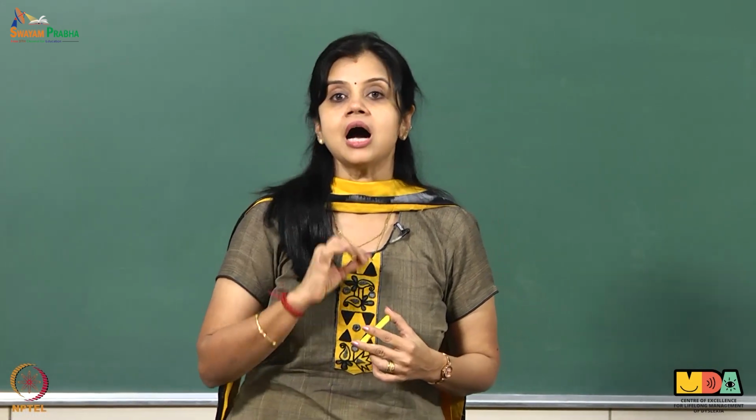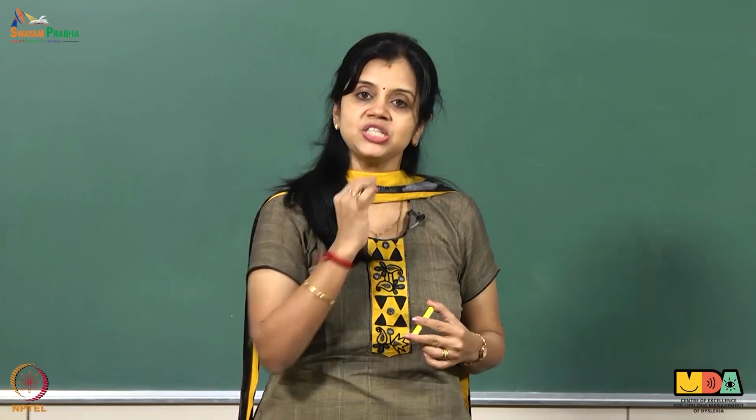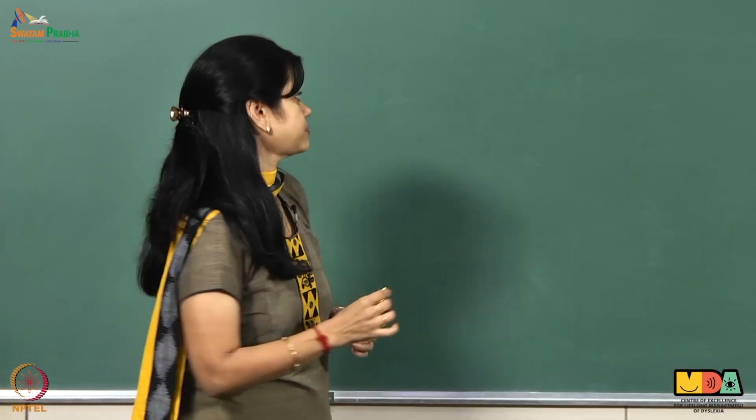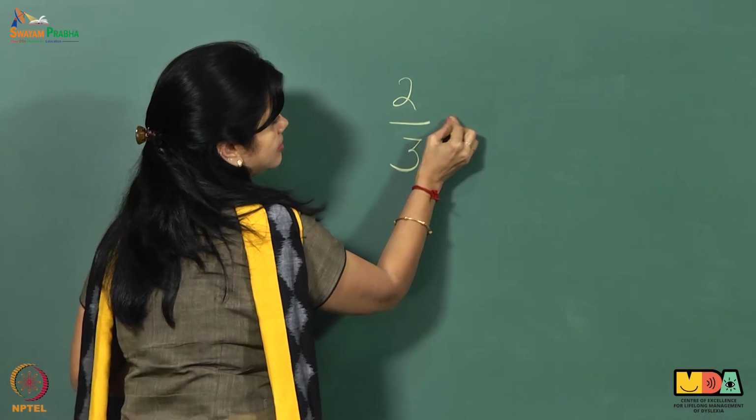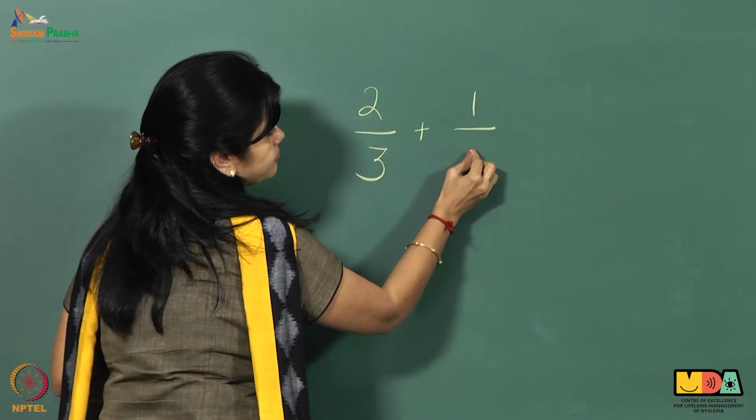Welcome back. In this session, we are going to see how to help children do addition of fractions, and here the fractions are unlike fractions. What do we mean by saying unlike fractions? The denominators are different. So, let us just take two numbers, 2 by 3 plus 1 by 4.